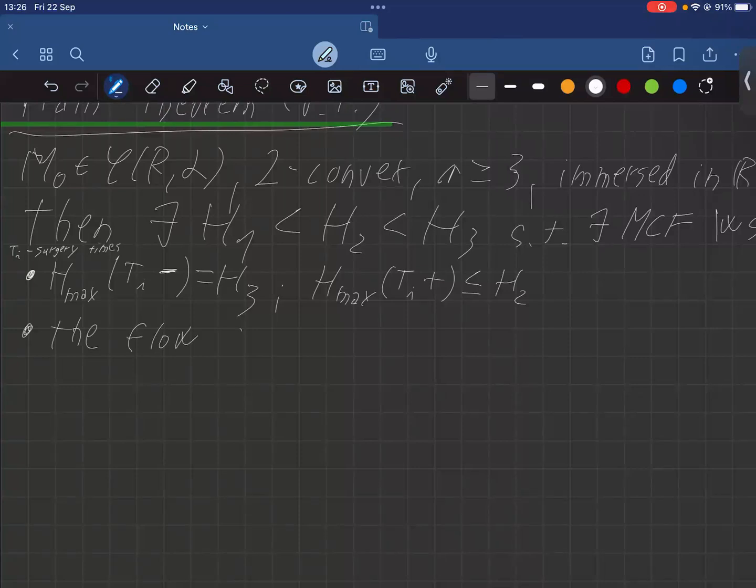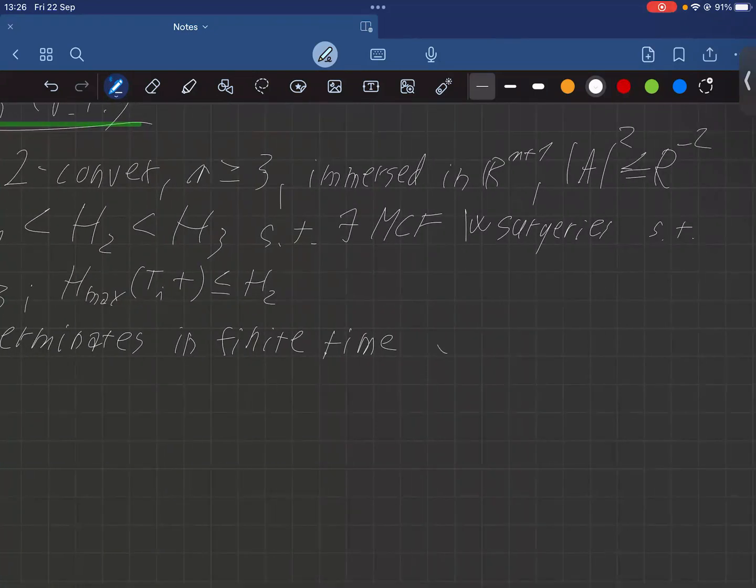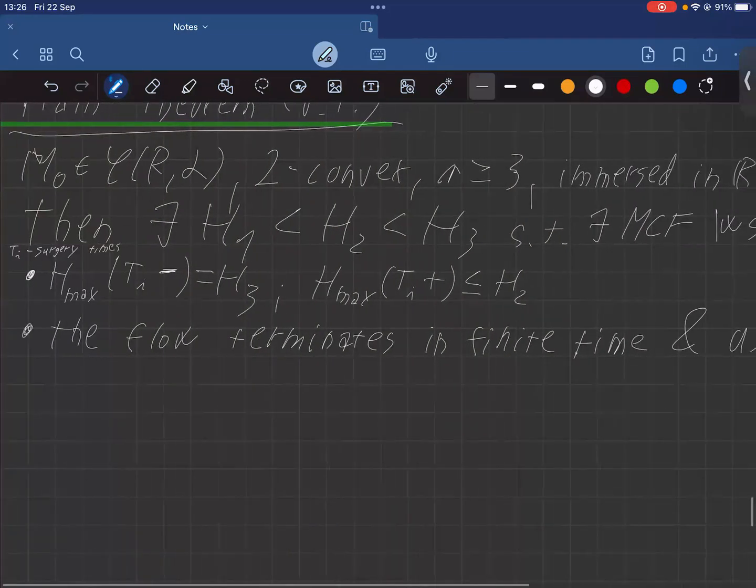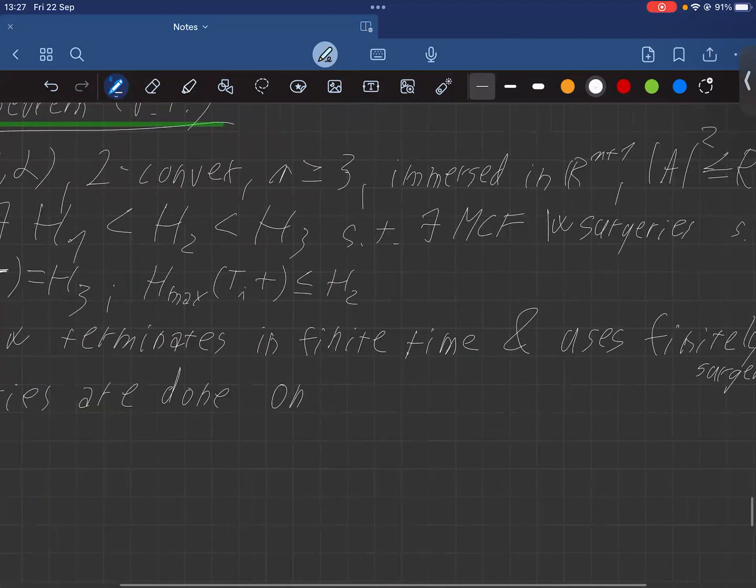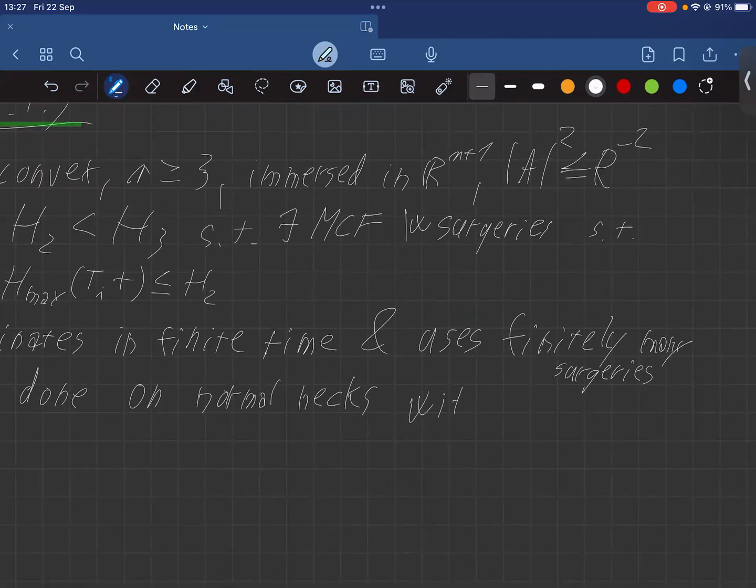Okay, so the second claim is that the flow terminates in finite time and uses finitely many surgeries, basically. And the last property is that the surgeries are done on normal necks with mean radius, I'm going to denote it R_Z0, and H1 to the power of -1.